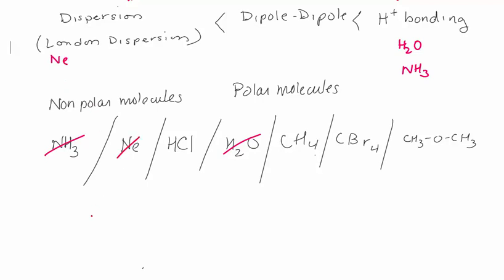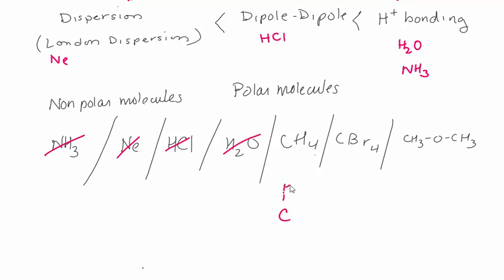There's nothing polar about it. It's just an element. It's an atom, so it's nonpolar. Hydrochloric acid, now we do have a hydrogen, but it's not bonded to an N, O, or F. So this only interacts with, or the greatest interaction is a dipole-dipole interaction.